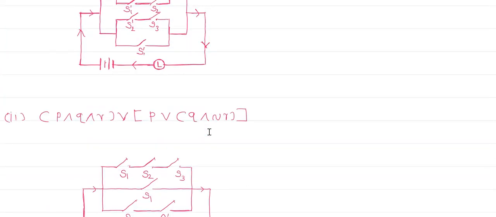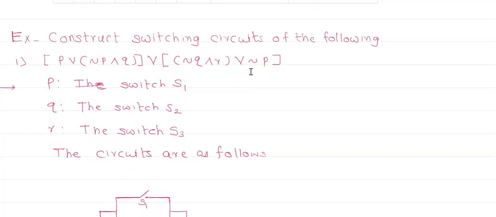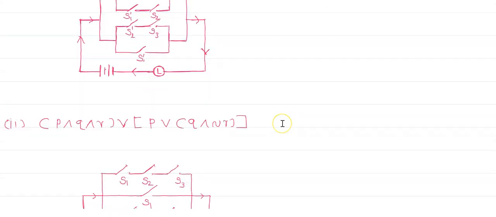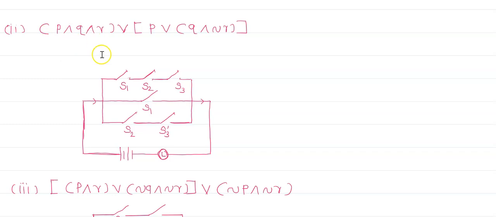Now the next is: P is the switch S1, Q is the switch S2, and R is the switch S3. That is what we will write for every question. Now see this here, (P and Q and R), or is the main joint here. P, Q and R mean S1, S2 and S3, all joined by the conjunction AND. Therefore all are in series. They are parallel with the P.